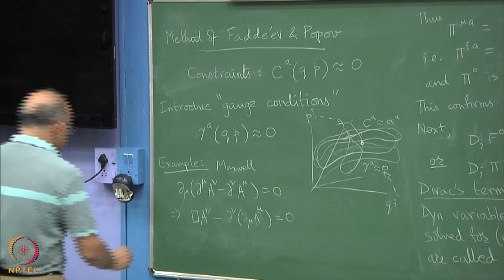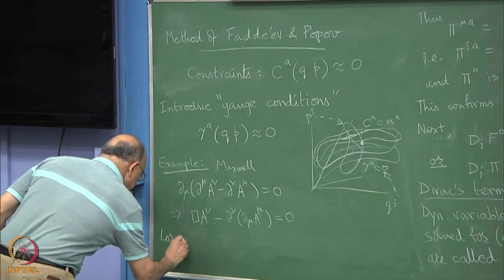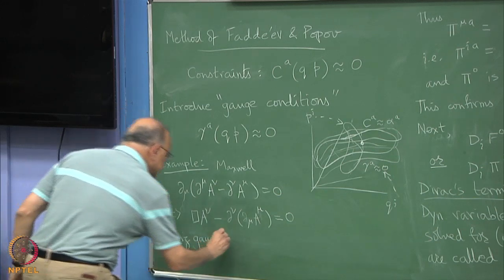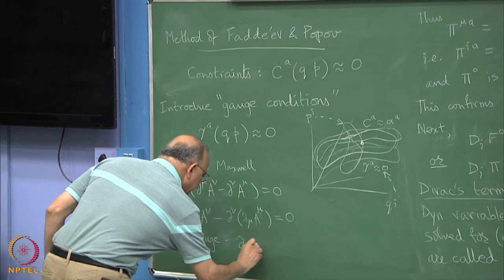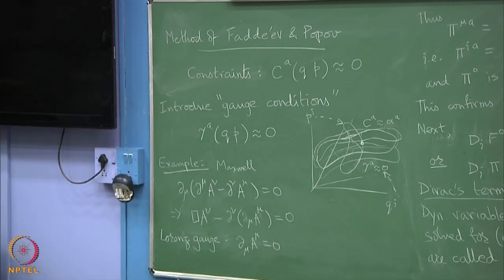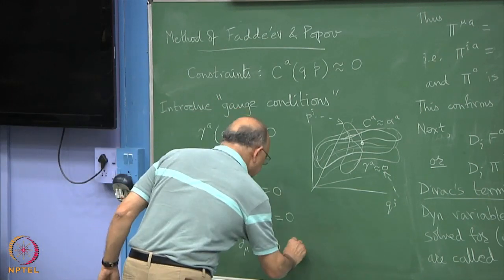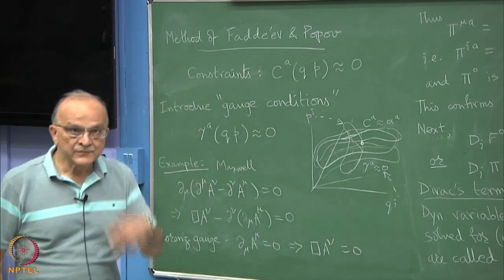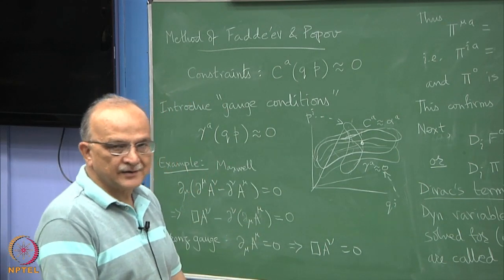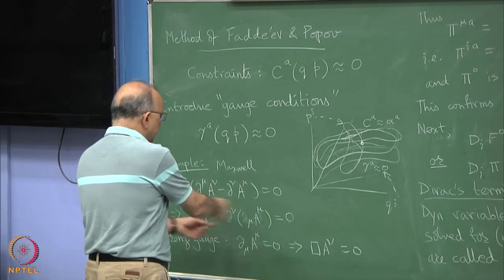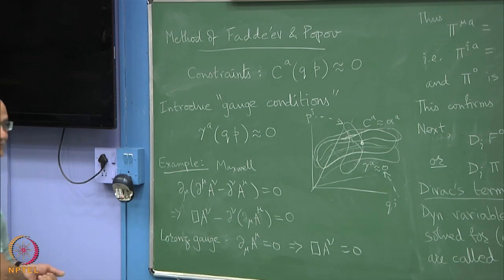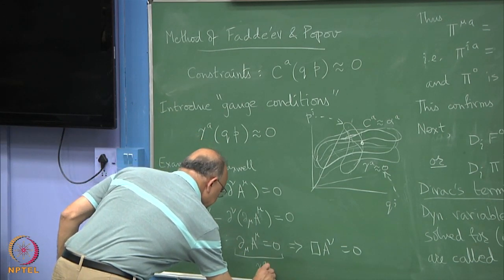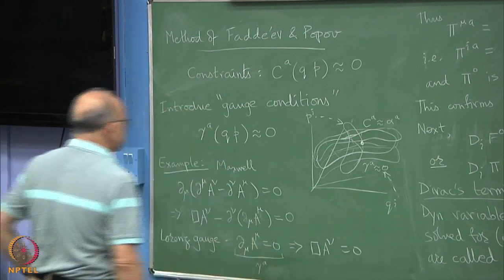Lorentz observes that if you set d mu A mu to 0, then we get only box A nu equal to 0, which are just D'Alembertian independent equations for each variable. So it is no longer tied up with derivatives of the other components and they become all free. Okay. So this is our gauge condition gamma, or gamma A, the condition is this.